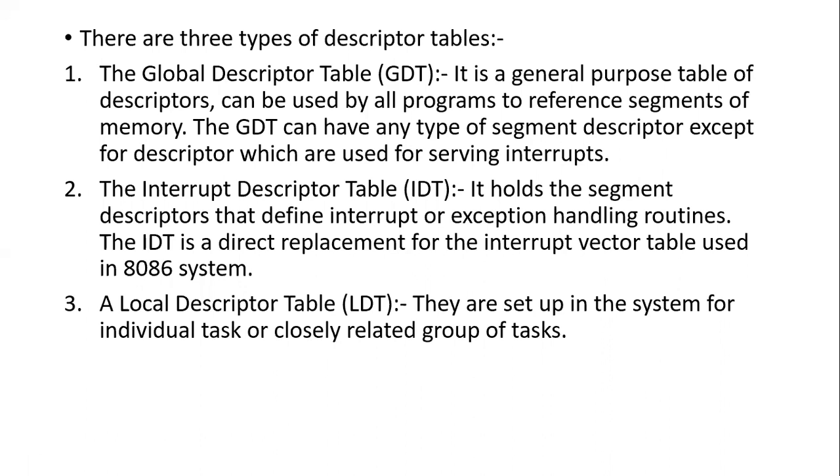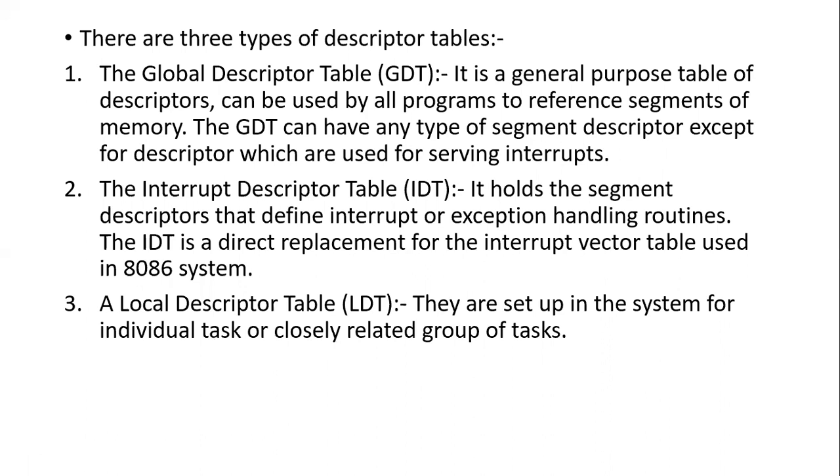Global descriptor tables can have all types of segment descriptors except one type. Which type is that? Interrupt. Service of the interrupt is provided by some other category, not by the global table. Hence, the global table has all the rights except for interrupts.